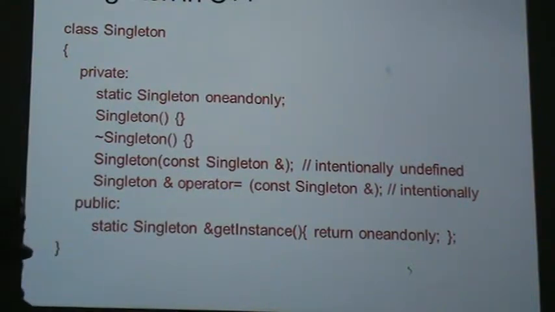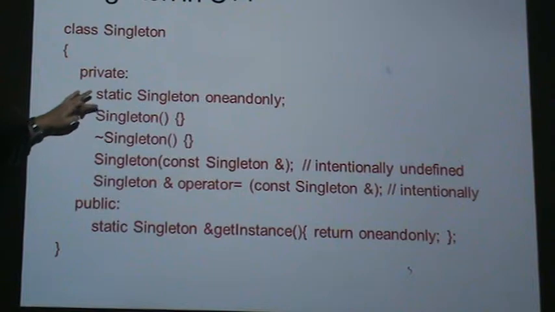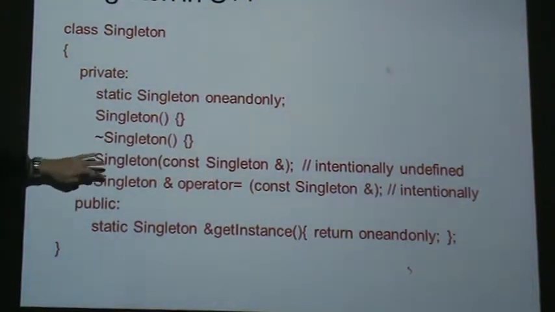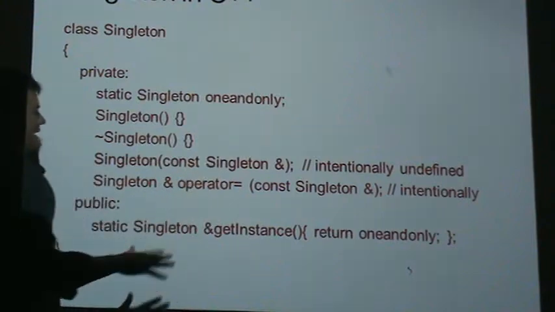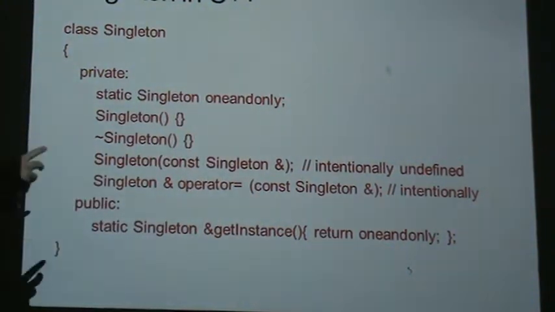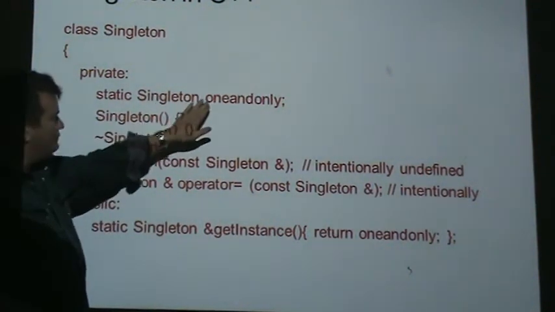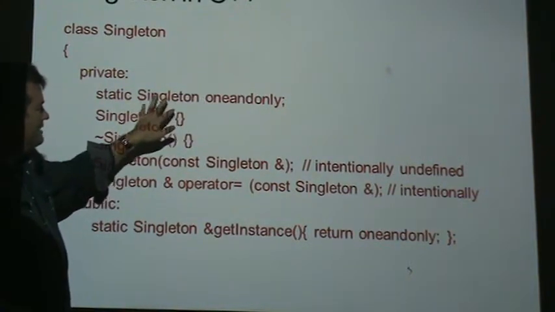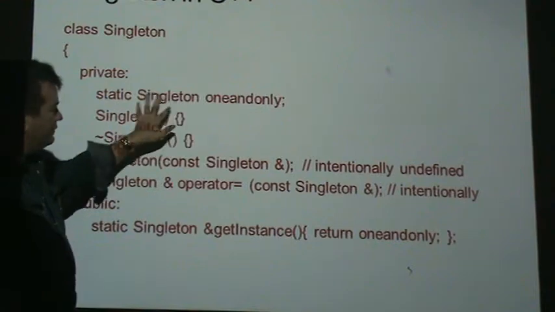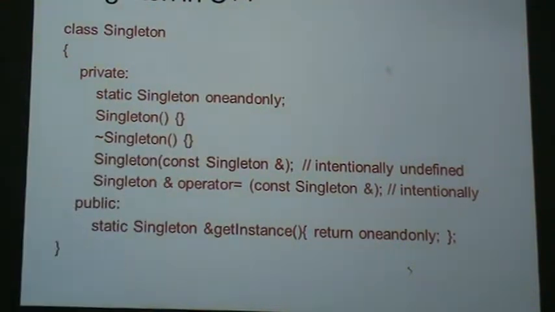We never want to say one thing is equal to an existing singleton, then we can end up making a copy of it. So we put all of the functions that the compiler gave us for free in the private section. We actually create it in the private section, so nobody outside of the class can have access to it. We create one object called the one and only. It's the one and only singleton. So for example, if this was a database connection, this would be the one and only database connection.